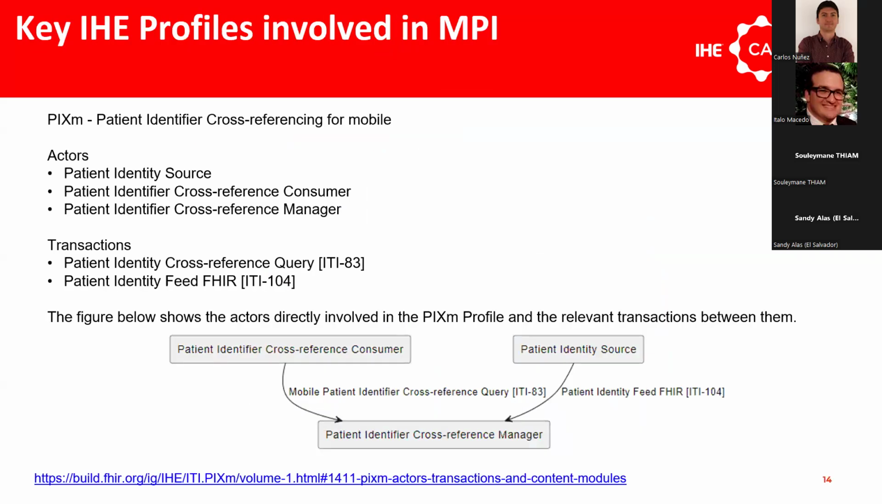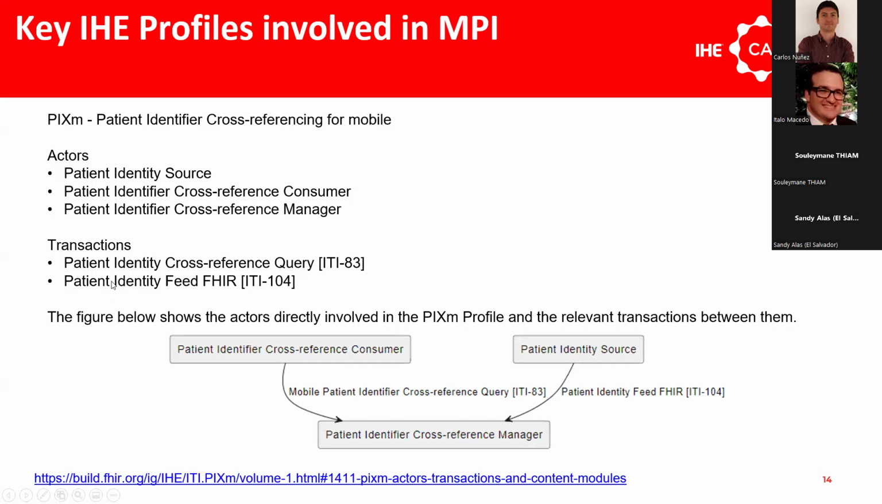So in PIXm, we have three different actors. The first actor is the patient identity source. If, for example, you have your healthcare system, and you would like to create, update, or merge a patient in the MPI, you need to implement the patient identity source actor. That actor will send the transaction ITI-104. I will show you afterwards in the demo. It will send the ITI-104 to create, update, delete, or merge the patient.